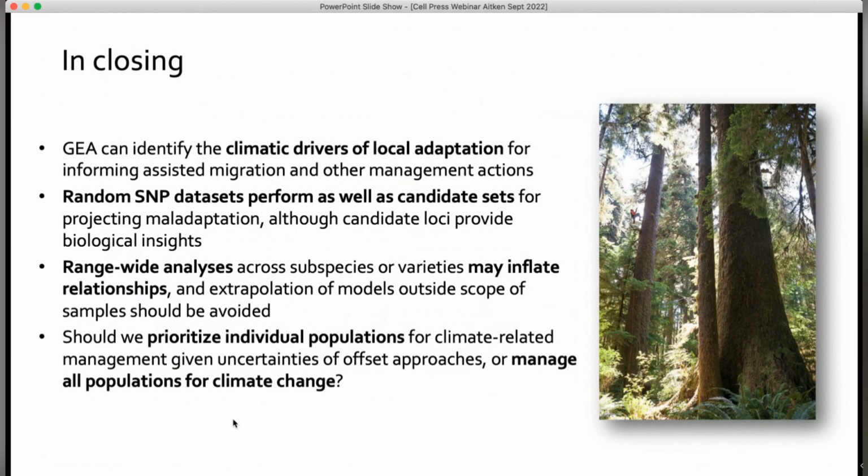And in closing, maybe a more philosophical question, but I would ask if, based on what we know now, should we prioritize individual populations for climate-related management, given the uncertainties of offset approaches and uncertainties around climate trajectories, or should we be managing all populations for climate change until we have better information?